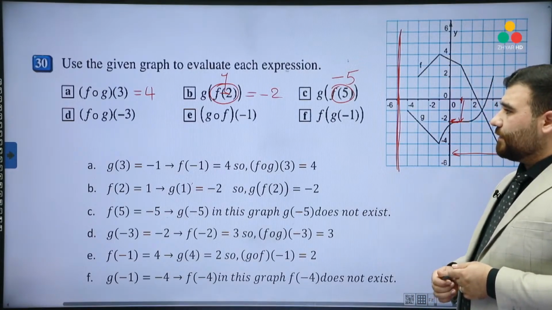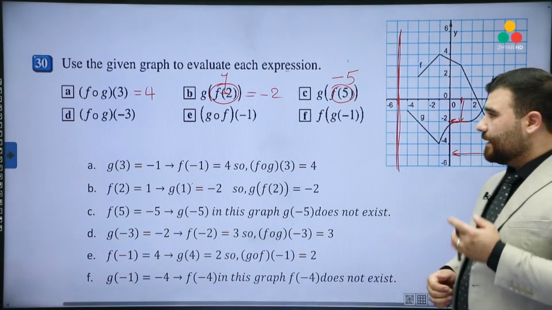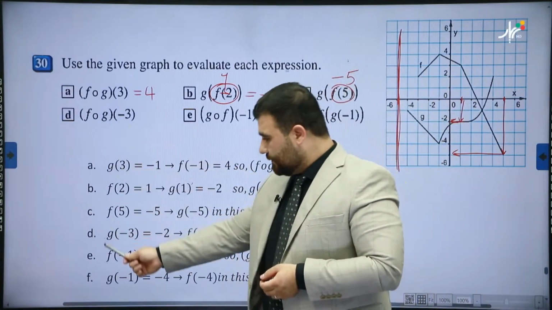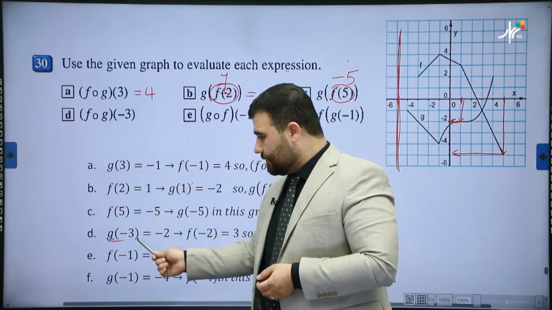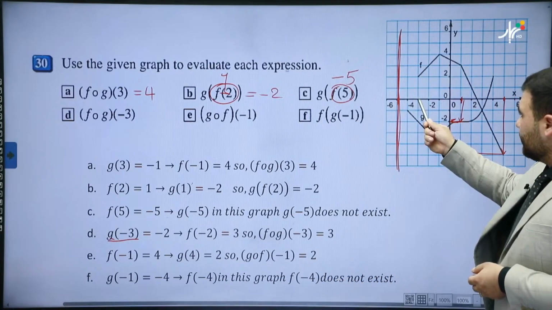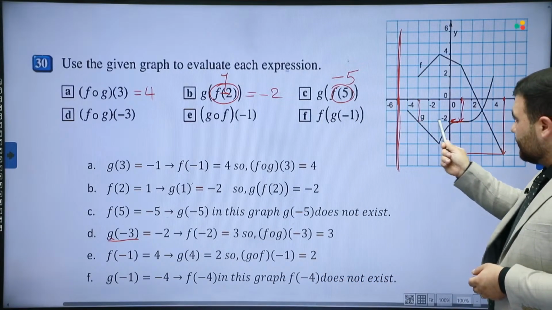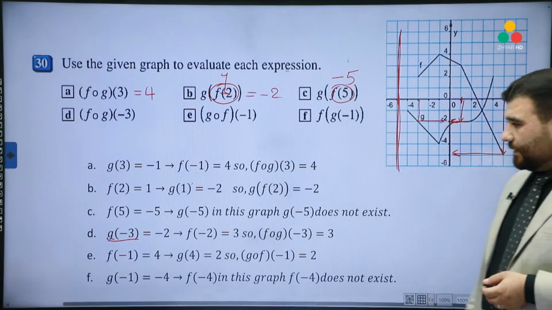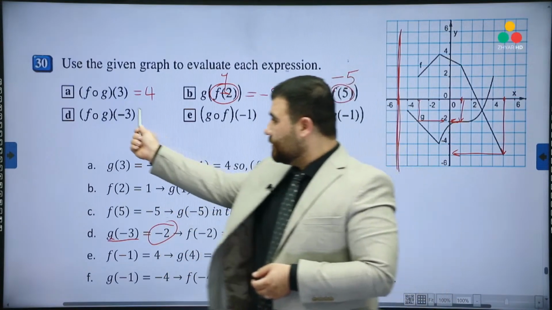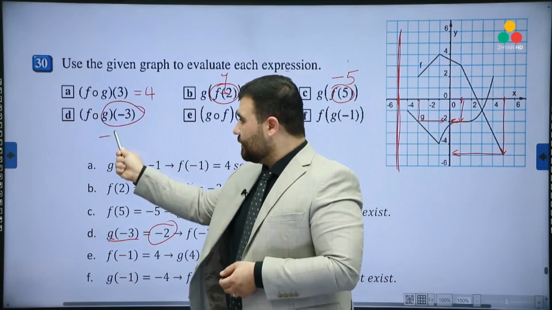D, f of g of -3. F of g of -3, we should find g of -3 first. According to the graph, g of -3, this is -3, g of -3 is -2. Then the result is -2. This g of -3 is -2.